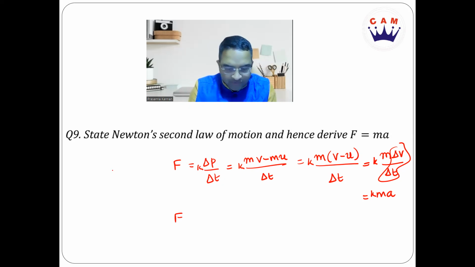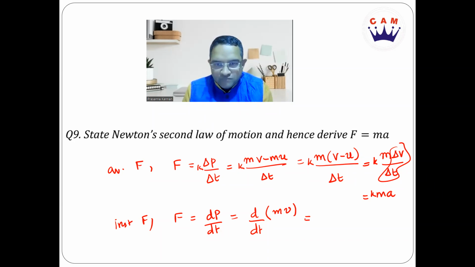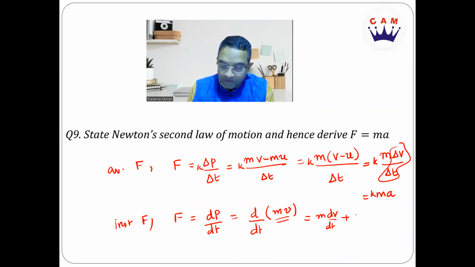Now the other way. This is average force, and you could have used this. Or you can also use instantaneous force. F is equal to dp by dt. Your linear momentum is nothing but mass into velocity. So this you will do using the UV method, the product rule in differentiation. So it's m into dv by dt plus v into dm by dt.